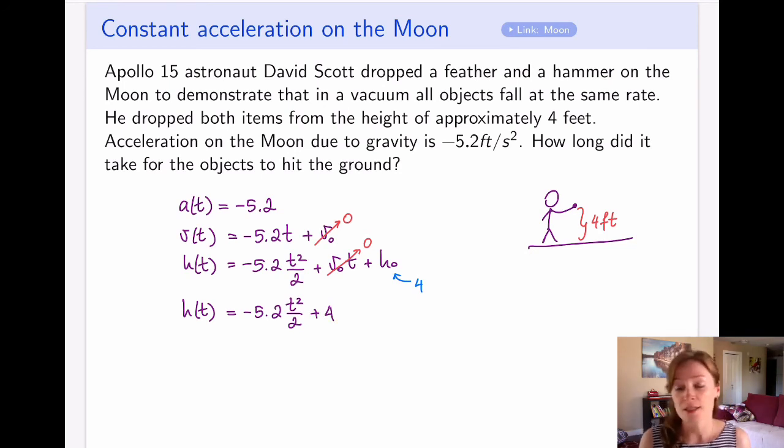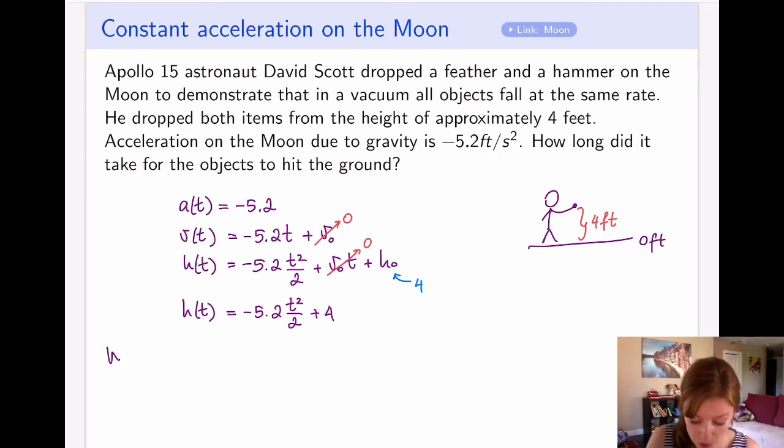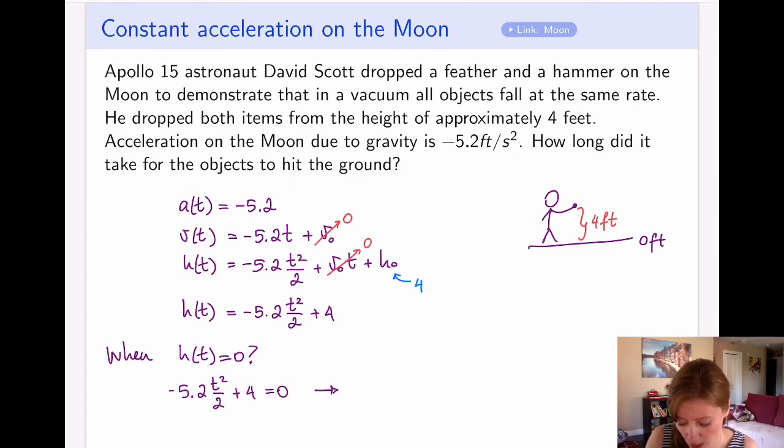And the question is asking, when does the object, either of the objects, when do they both hit the surface of the moon? Now the surface of the moon here is of course our ground 0. So the question becomes, when does this function equal 0? So we need to solve for h of t being 0. Okay, and this is just a quadratic equation and a fairly straightforward one at that. So I encourage you to actually do these calculations by yourself.